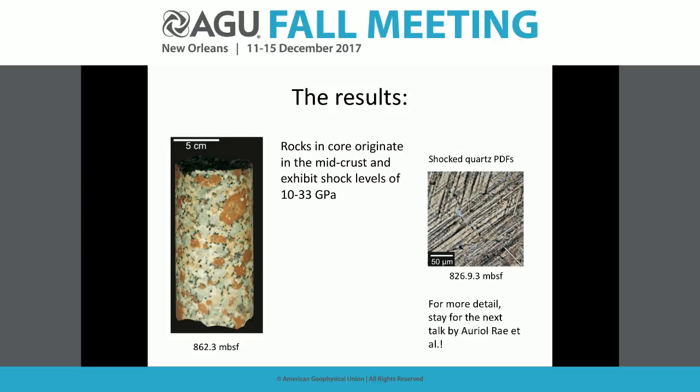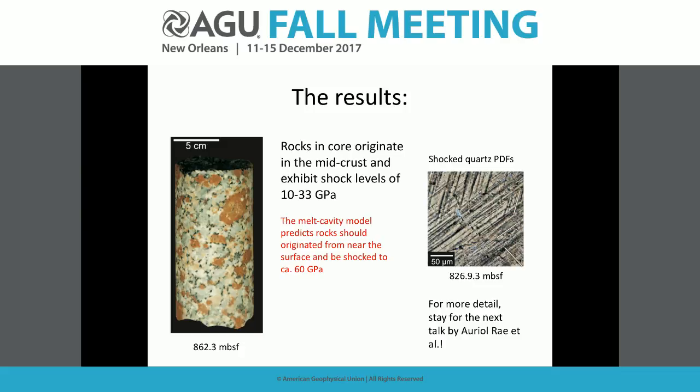The results are, first of all, in terms of the origin, focusing on the origin of peak rings, the rocks in the core hole coming out from the crater, or the peak ring, are granitic. They're mid-crustal. And they were shocked to pressures of 10 to about 33 GPa. Here's some shock quartz in the 50 micron scale to give an idea of that, yes, there was shock.